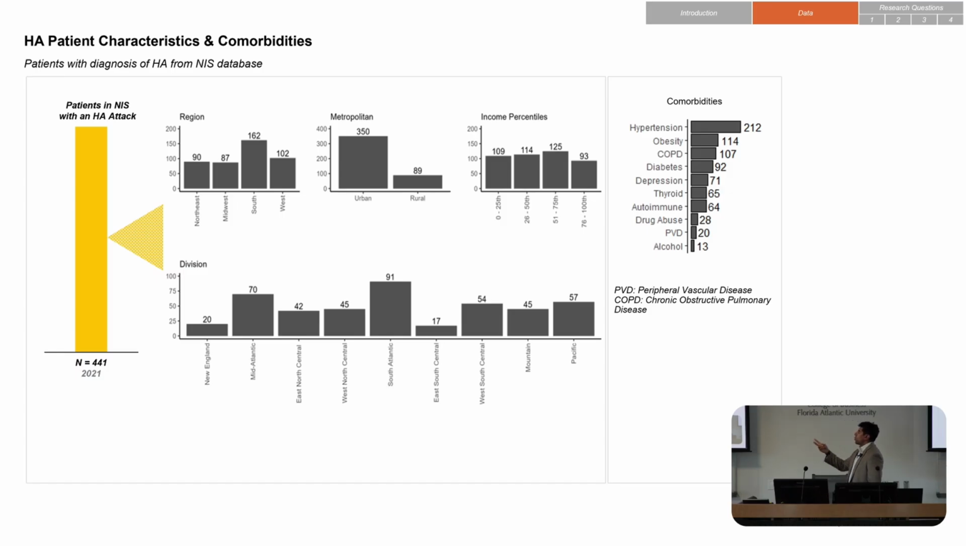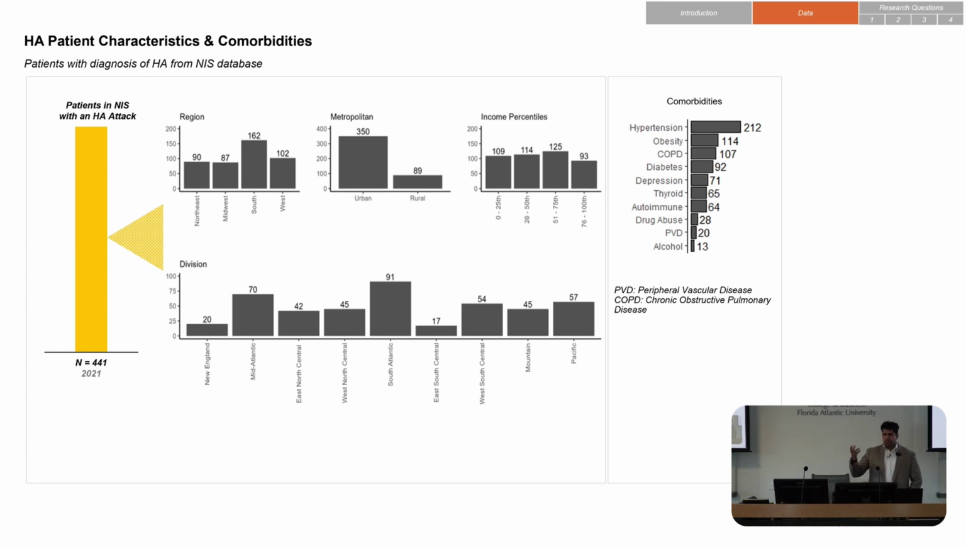On the right-hand side, we have the comorbidities. So these are the other disease areas that these patients have along with HA. A lot of them have hypertension, obesity, COPD, diabetes, depression, and then we taper off down to thyroid, autoimmune disease, drug abuse, PVD, which is peripheral vascular disease, and then alcohol abuse.